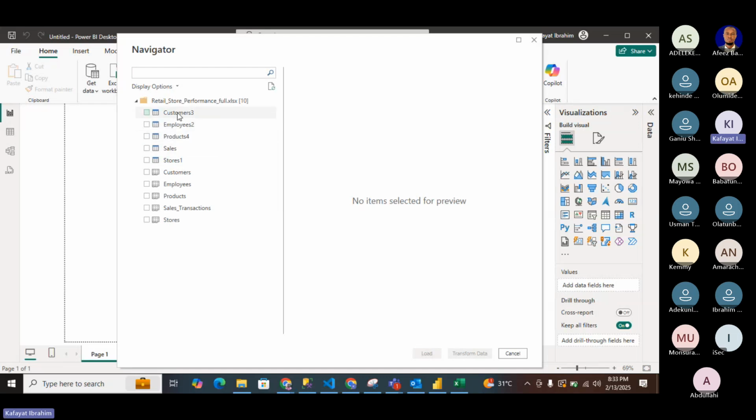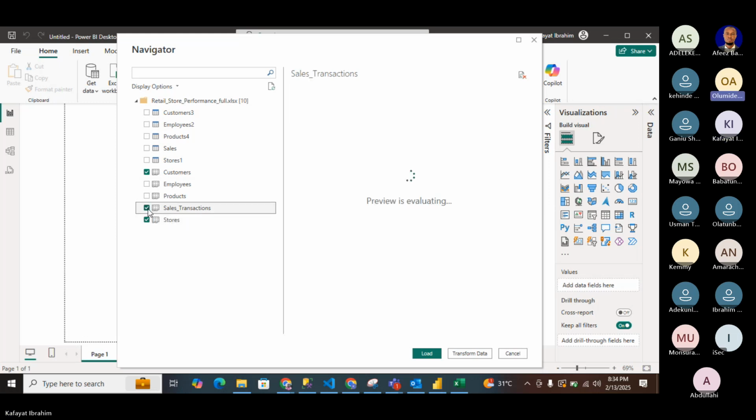Oh, these are tables. Why are these sheets? I think because they differentiate themselves. So these are tables. Why are these sheets? In this case, I think I'm going to use the customer table and the customer sheet. Then I will use the store. Then I will use the sales transaction.